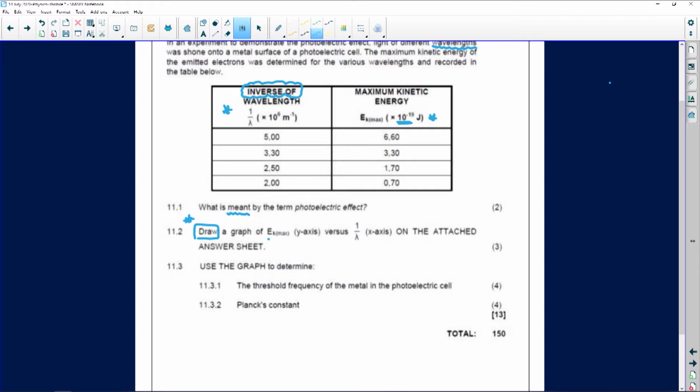So they're asking us to draw a graph of kinetic energy on the y-axis. Remember, the y-axis is the one going like this, versus the inverse of the lambda on the x-axis, which is the one going like this, on the attached answer sheet. So now this is what we need to have, right? We need to have all of these on the answer sheet. However, let's first analyze what is going on here.